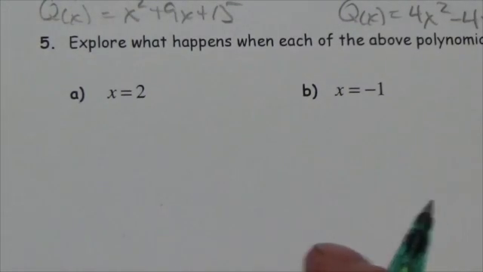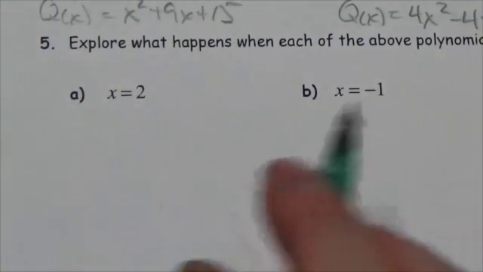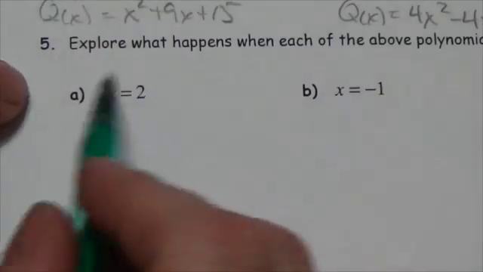Explore what happens when each of the above polynomials is evaluated for each of the following x values. This is one of those questions that has a very specific point to it, and we hope that it makes sense to you. So what we're going to do here is explore what happens when each of the polynomials is evaluated at the x value that we're given here.